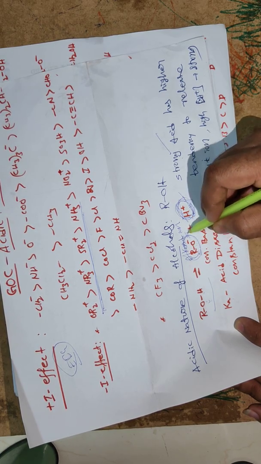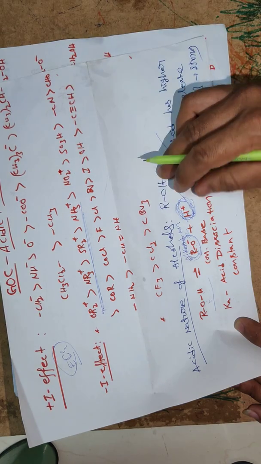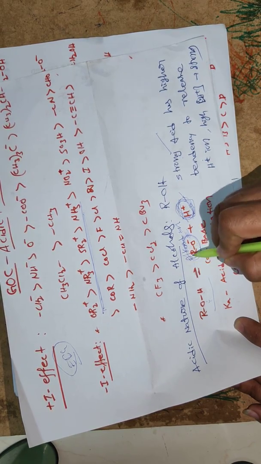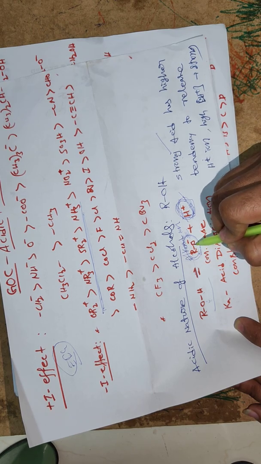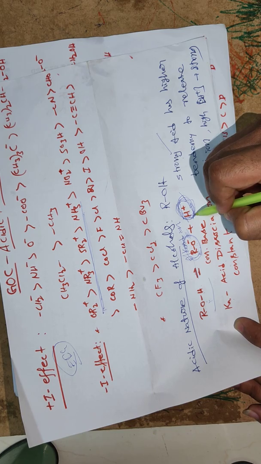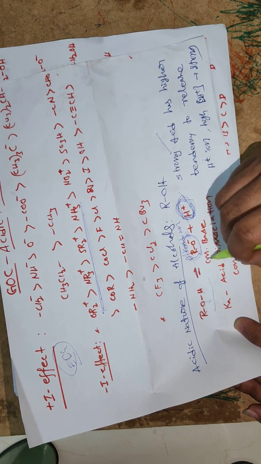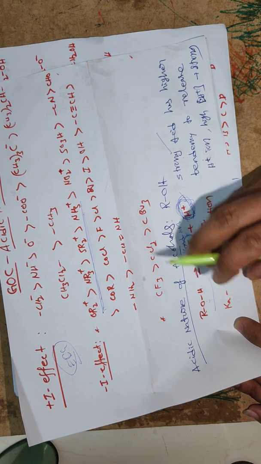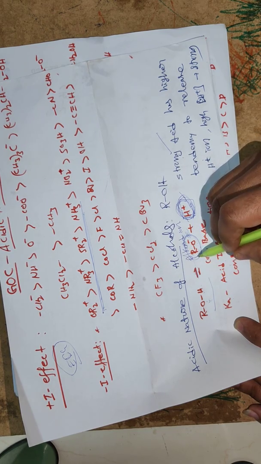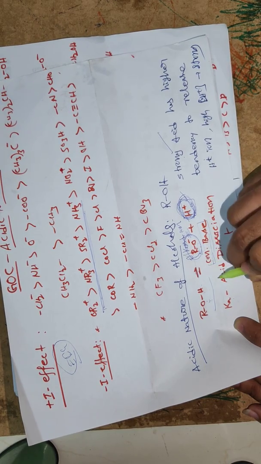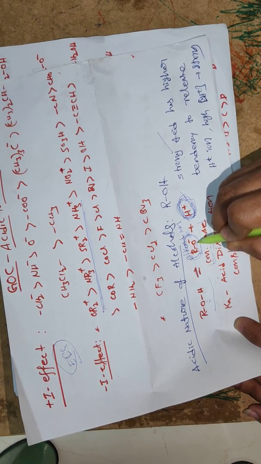So the higher the stability of the conjugate base, the higher the acidic nature. If it is more stable, the rate of forward reaction is more, which means it produces more H plus ions. So finally I am saying the acidic nature of any compound, not only alcohol, carboxylic acids or phenols, depends on the stability of the conjugate base. In case of alcohol, the conjugate base is an alkoxide ion.